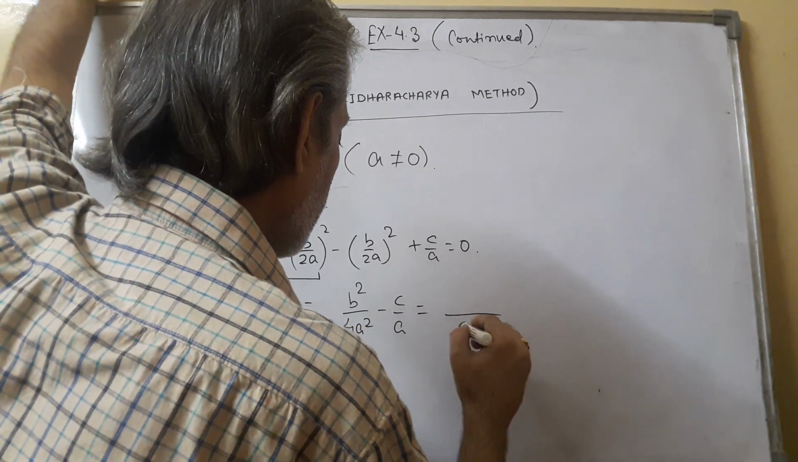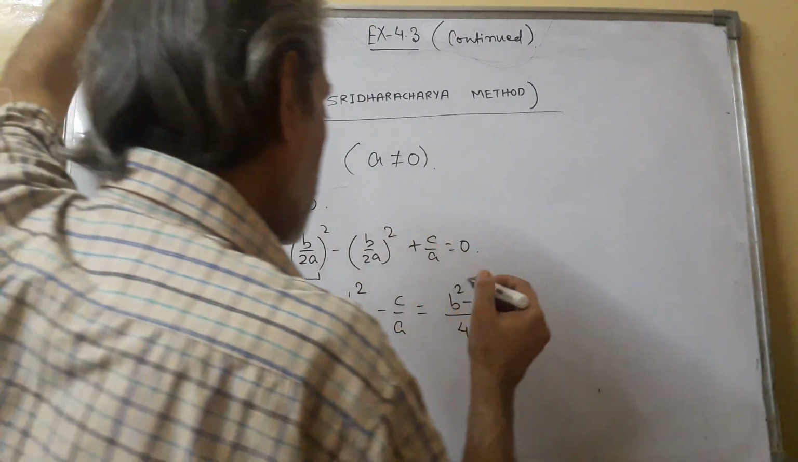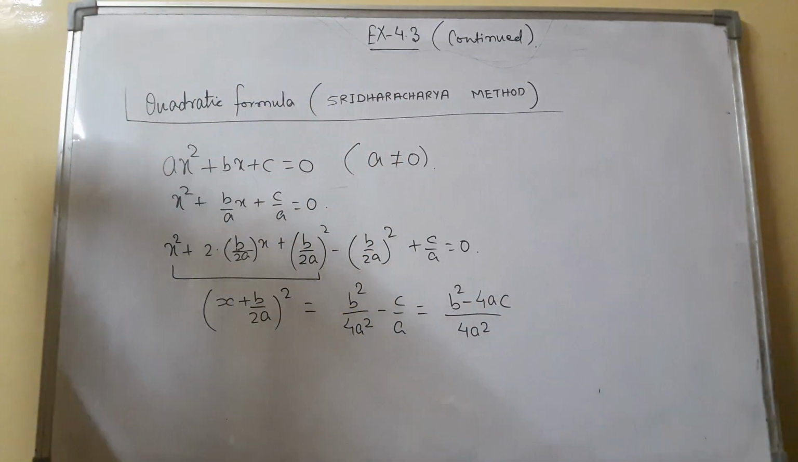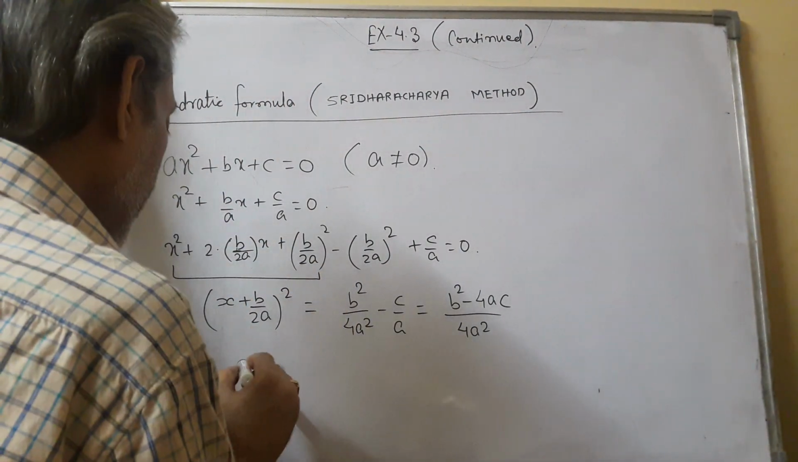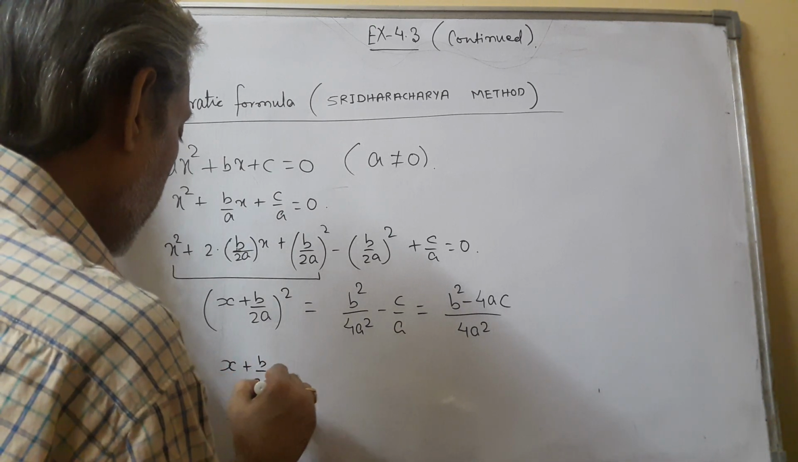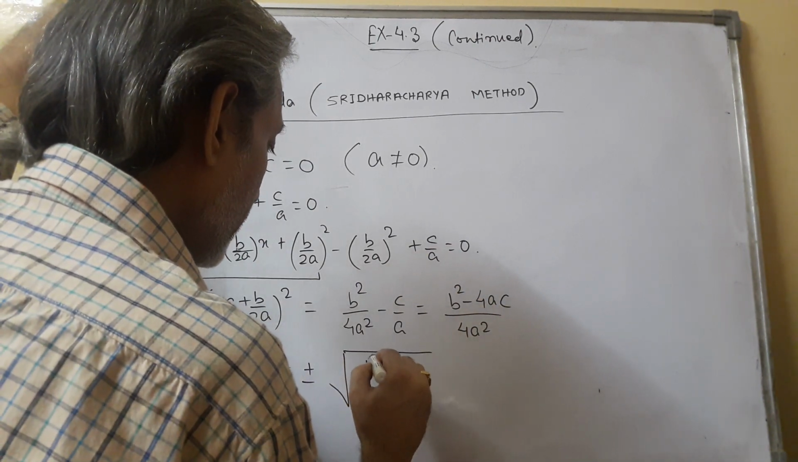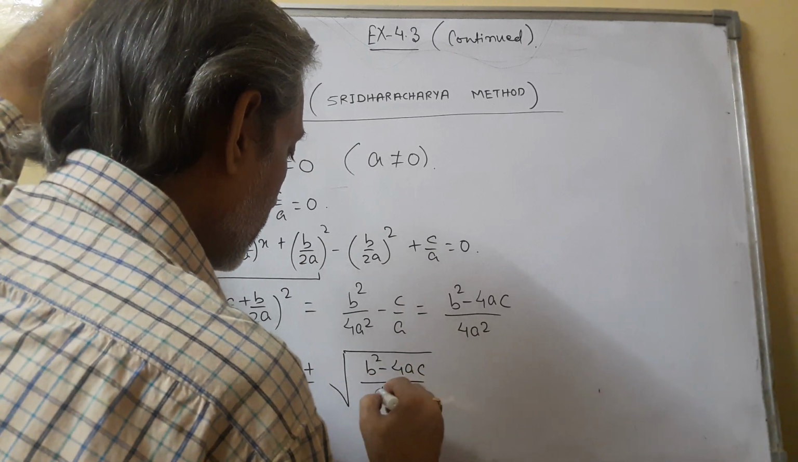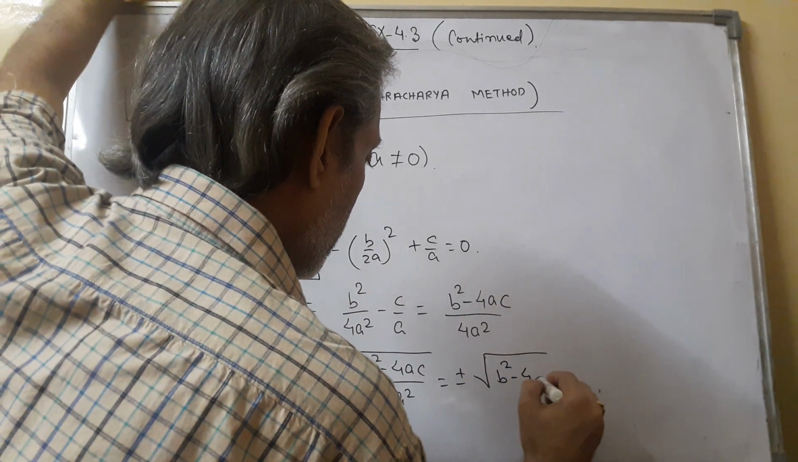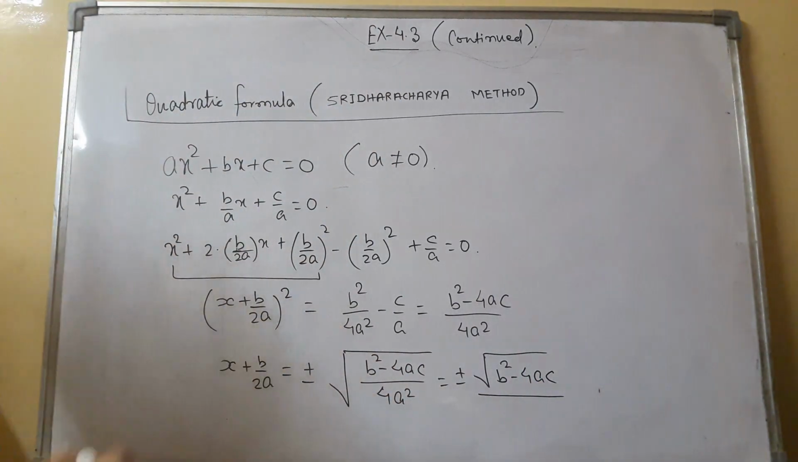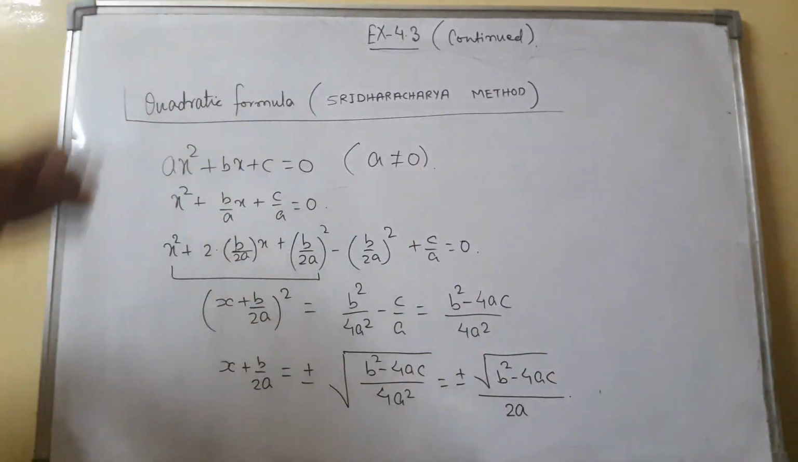Simplify it. So we are getting 4ac. Now when we remove this square, what happens? x plus b upon 2a equals to plus minus, this thing we will have to put inside the square root sign, upon, as we know, 4a square is a perfect square number. So instead of this I am writing it 2a.